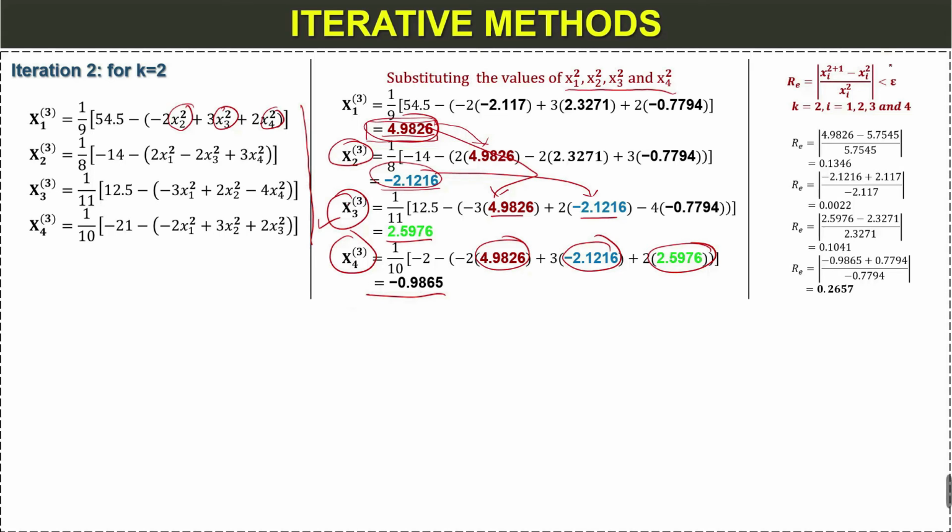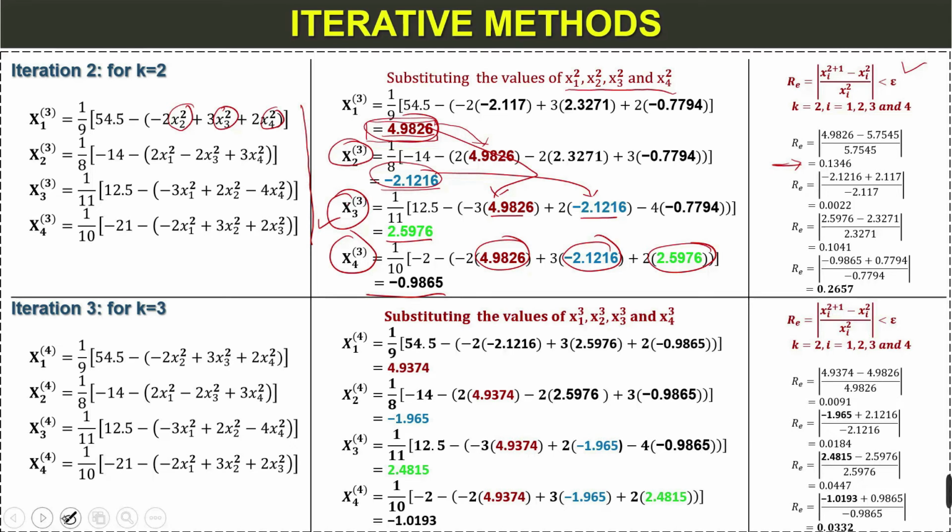And we know how we can calculate the relative error: the previous minus the new estimated solution, divided by this one, and we will get the relative error. Okay, so next, iteration number 4. We have this iteration, and then this is the third iteration.